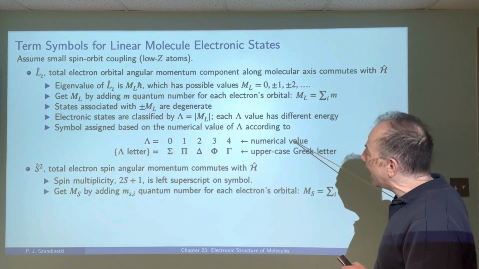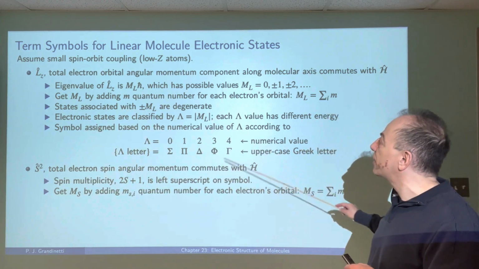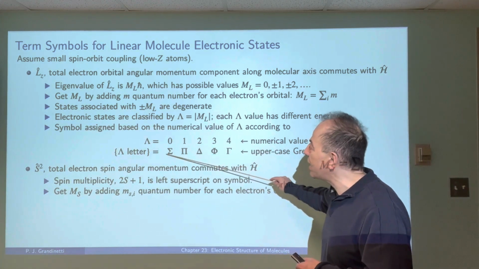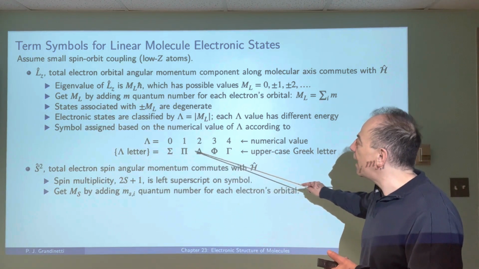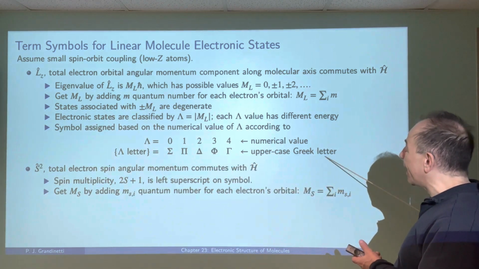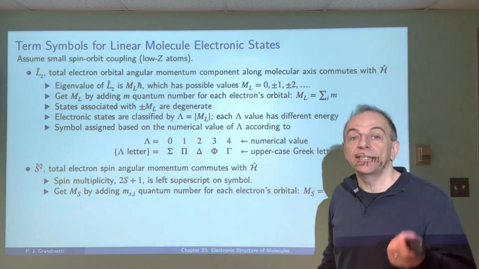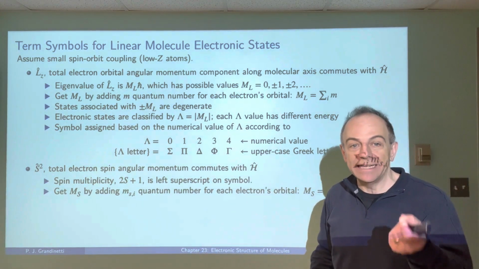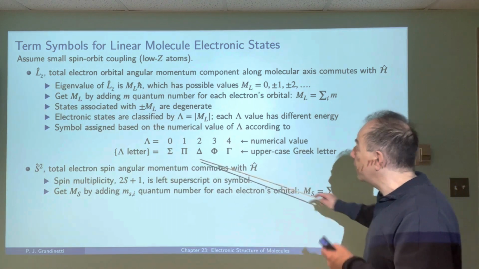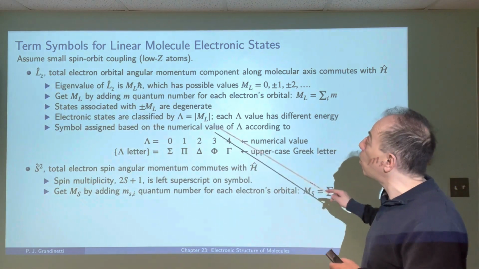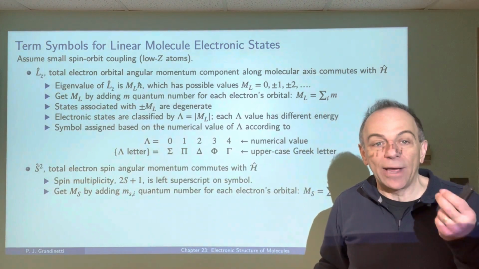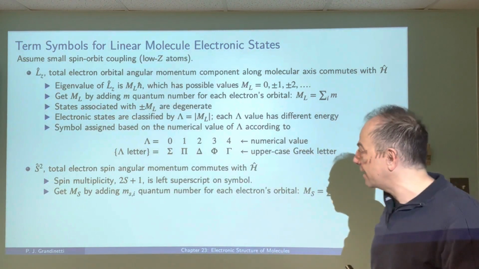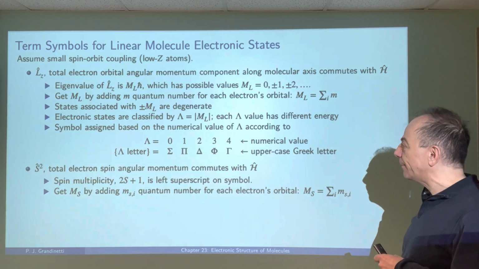So based on that lambda value, which is the absolute value of the capital M_L, we will assign letters to our term, which are either sigma, pi, delta, phi, or gamma. These are uppercase Greek letters, similar to what we did with atomic states with capital S, P, D, F, and so on. And those are going to be assigned based on the quantum numbers for the total orbital angular momentum along the bond axis, this L_Z operator.